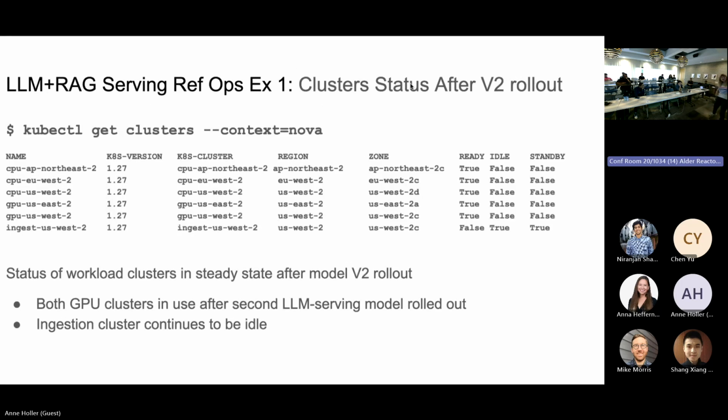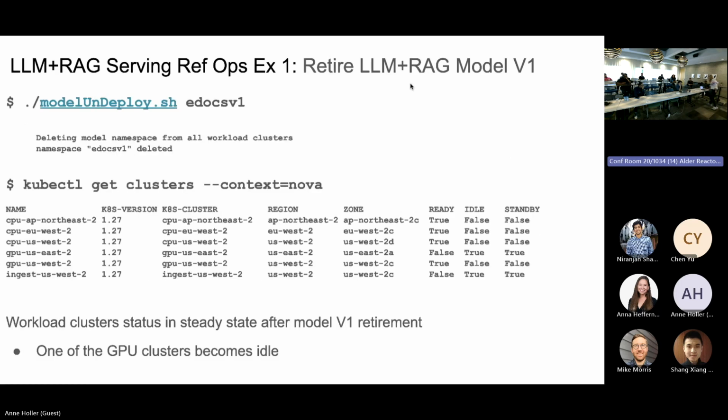So now 5 of my 6 clusters are busy running workloads. And that second GPU cluster got used by my second copy of the model. So now both my GPU clusters are busy. Now I'm happy with version 2, so I decide to retire version 1. My script just runs a deletion of the namespace I was using for version 1. So that namespace gets deleted from the control plane, and it gets deleted from all the workload clusters where I deployed that namespace. So now I'm back to one of my GPU clusters being idle, and it's all good.